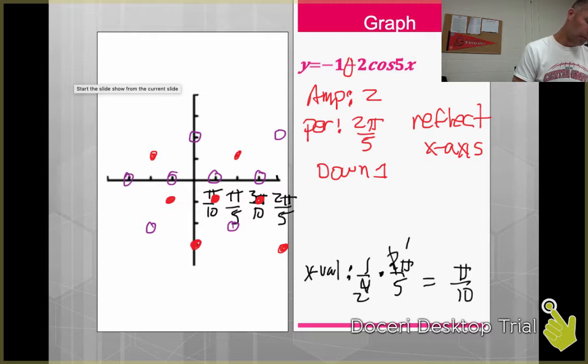And then I'd come back up to 0, so I just have to shift that down 1. And then I would go up to +2, but I have to reflect it over the x-axis. That puts me at -2, and then down 1. There's our graph.